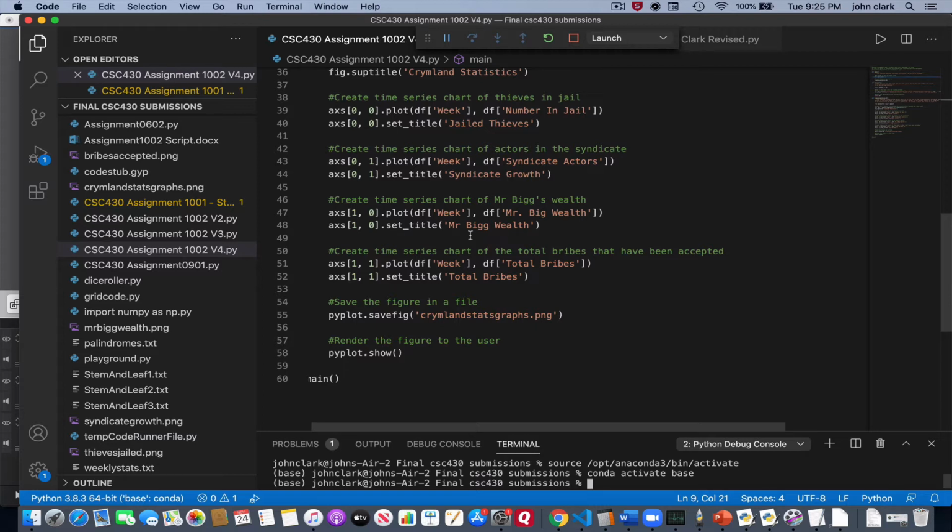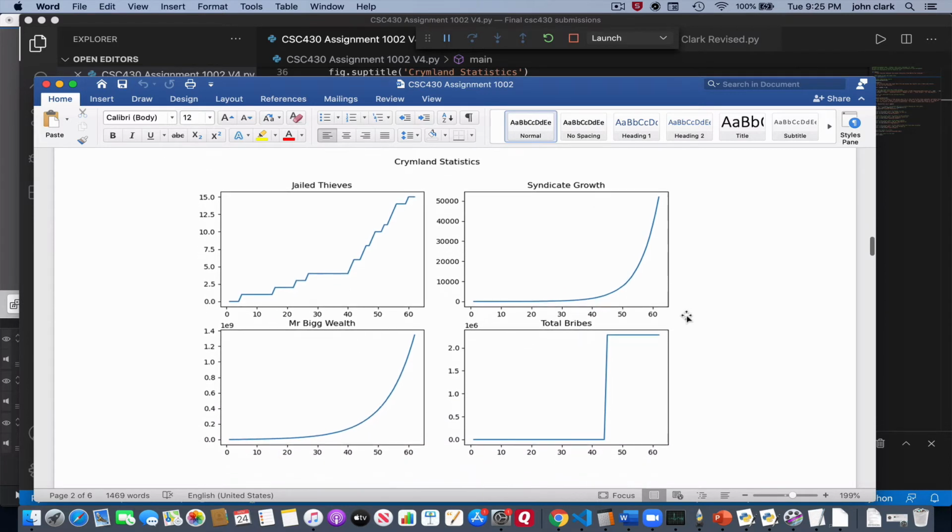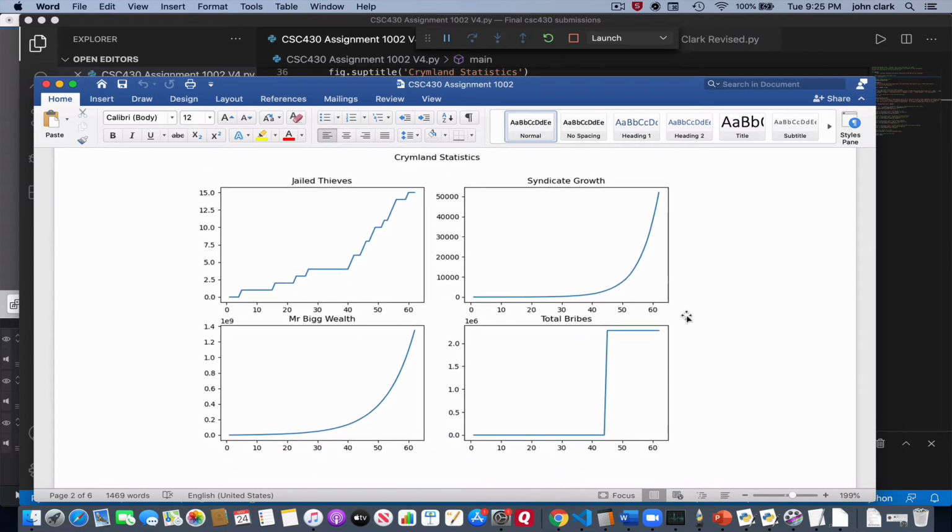As to the time series plots and talking through those, I am going to jump to the report. This is very similar to the graph or set of graphs that I just showed. Here, the number of thieves that are jailed consistently increases, but it's dwarfed by the growth in the number of thieves that have not been put in jail. Mr. Big's wealth experiences very similar exponential growth up to 1.4 billion by the end of the simulation. The bribes total just over 2 million, which is something but nothing compared to the crime the syndicate's bringing in.